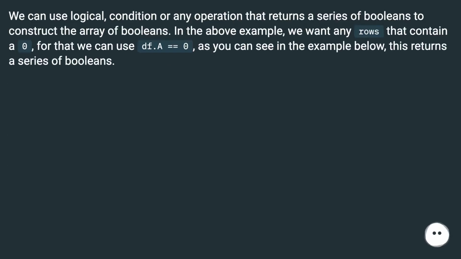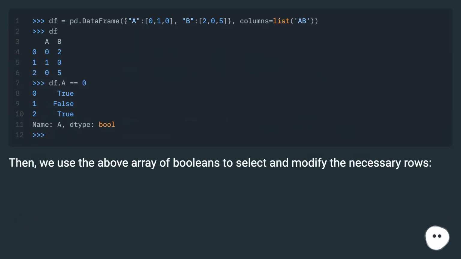We can use logical conditions or any operation that returns a series of booleans to construct the array of booleans. In the above example, we want any rows that contain a 0, for that we can use df.A == 0. As you can see in the example below, this returns a series of booleans. Then, we use the above array of booleans to select and modify the necessary rows.